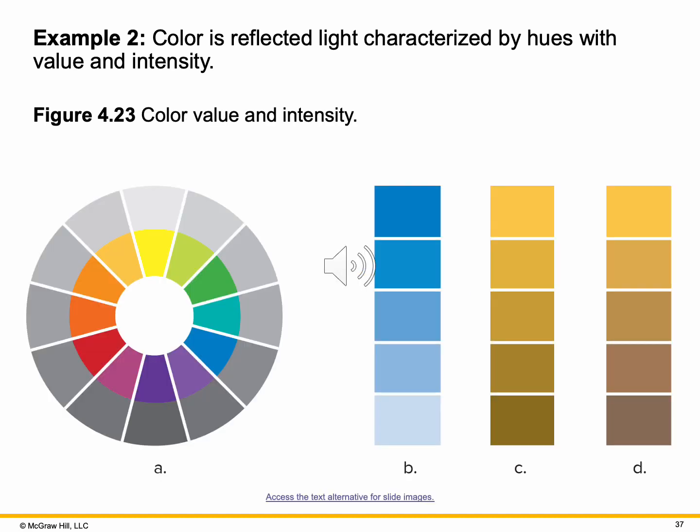Color is reflected light characterized by hues with value and intensity. These are the properties of color: hue, value, and intensity. Hue is the name of a color according to the categories on the color wheel, while value refers to the relative lightness or darkness of a color, and intensity refers to the brightness or dullness of a color.